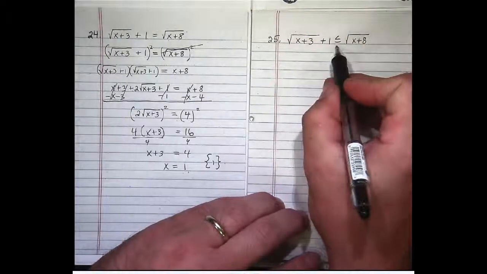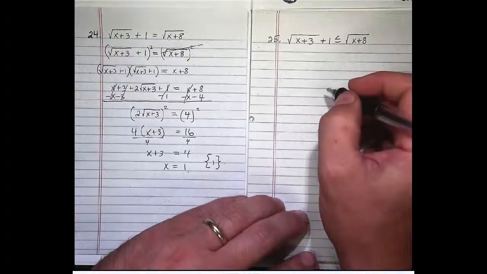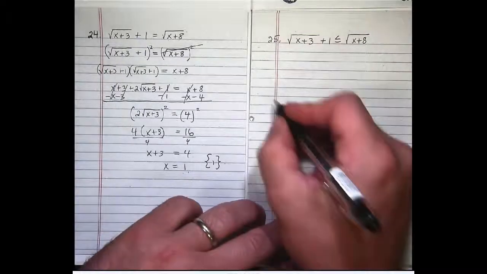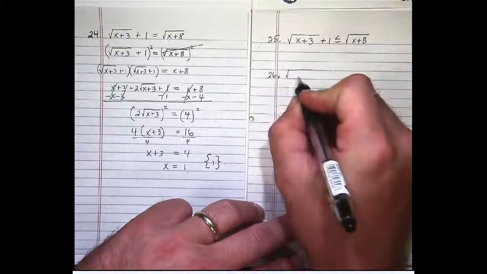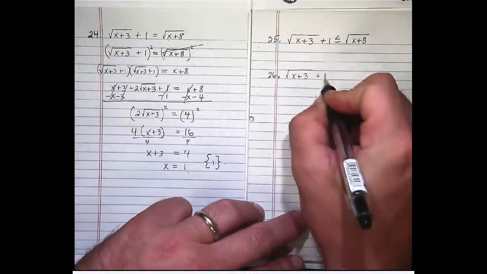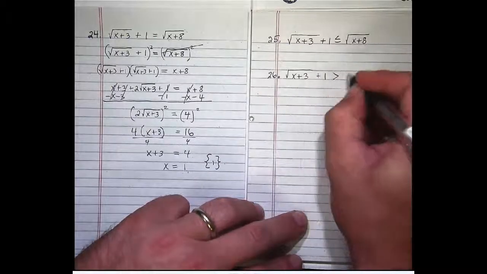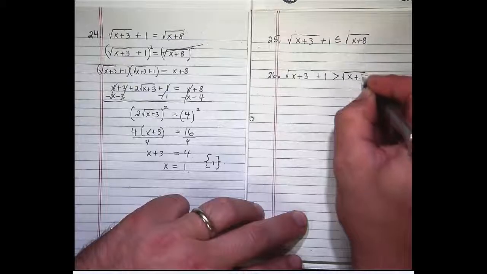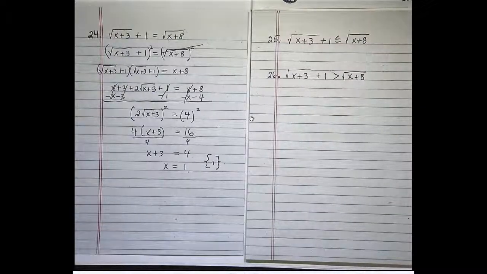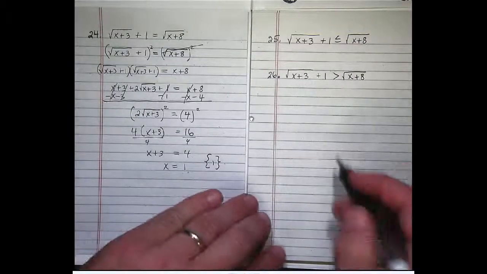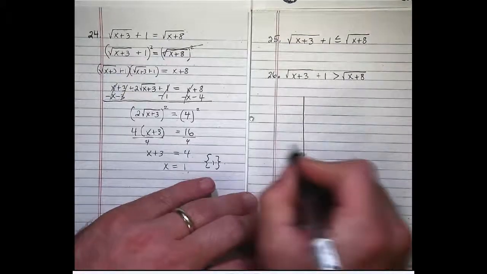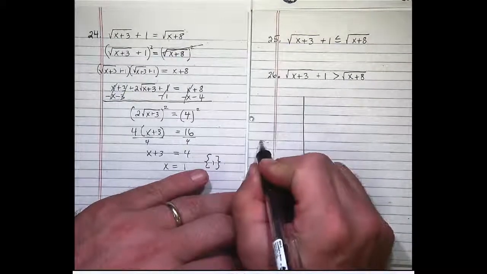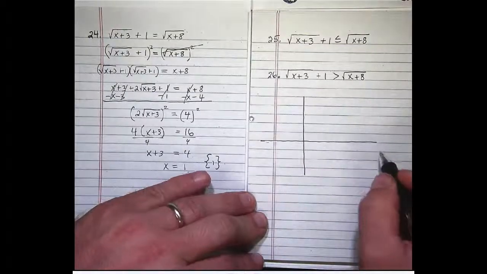So the relation is now less than or equal to. And number 26 is the same thing, but with a greater than symbol. You have two choices. You can do a number line, or I'm going to show you the graphs. Graphing is something we learn all this stuff about, and then sometimes we don't use it like we could.